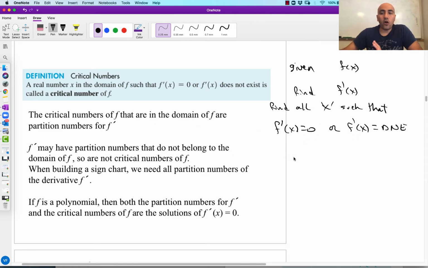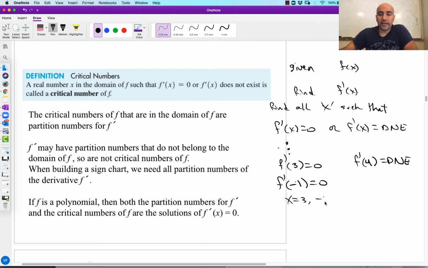Now, after we find all of them, I didn't give you an equation here, but just for the sake of having something in this example, let's say that we find through a lot of work that f prime of 3 equals 0, and we also find that f prime of 4 does not exist. And let's find one more. Let's say f prime of negative 1 is equal to 0. Then we'd say that x equals 3, -1, and 4 are partition numbers. Are these partition numbers?